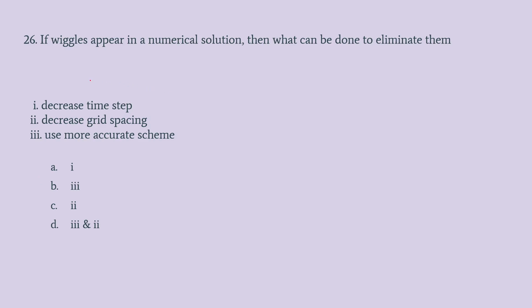Next question. If wiggles appear in a numerical solution, then what can be done to eliminate them? Decrease the time step, decrease grid spacing, use more accurate scheme. Option A, 1 only. Option B, 3 only. Option C, 2 only. Option D, both 2 and 3.